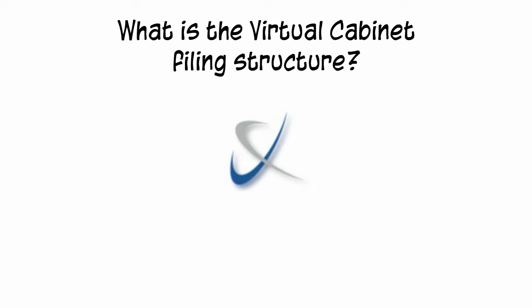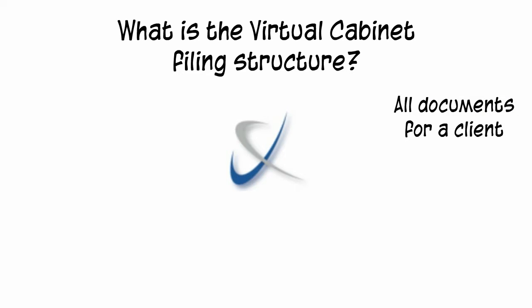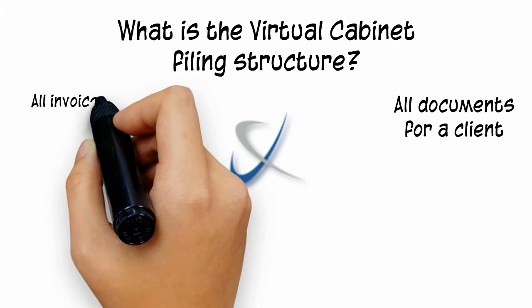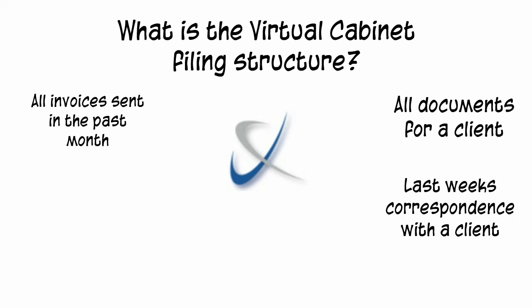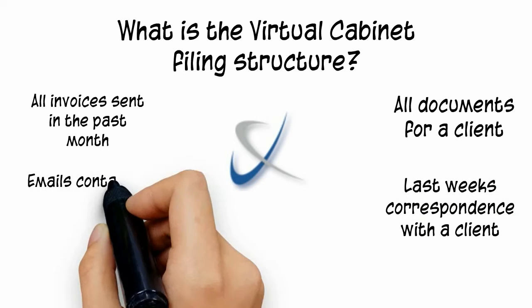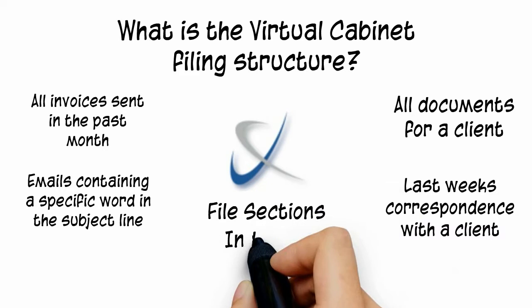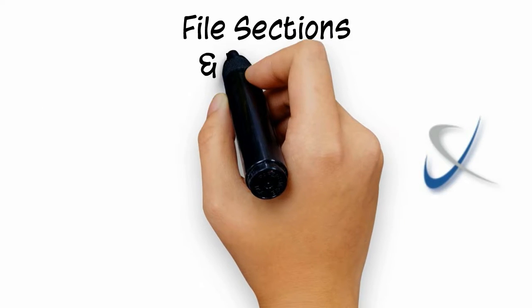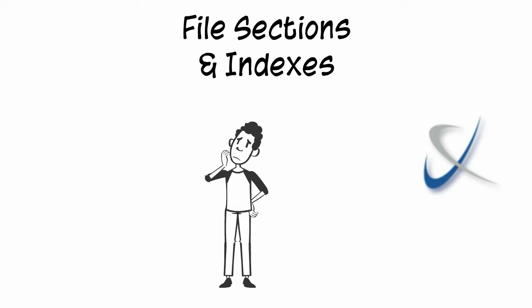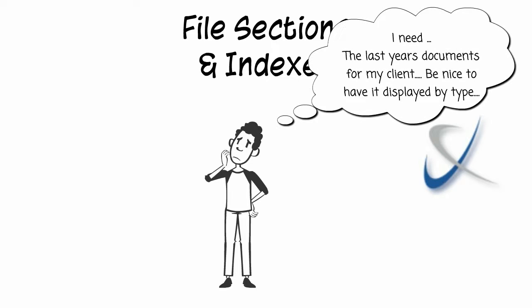We have designed a filing structure that allows you to search for files from every angle and view the results how you, the user, wants to see them. The Virtual Cabinet filing structure is all about classifying and labelling your documents and files appropriately. These classifications in Virtual Cabinet are known as file sections and indexes. These not only allow you to search for documents, but they also allow you to structure your search results in line with your use case.